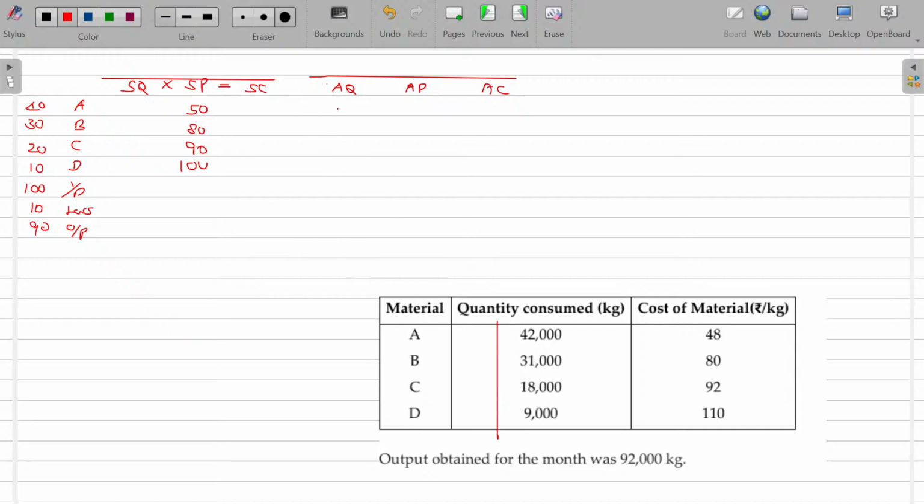42,000 units of A and 31,000 units of B, 18,000 units of C and 9,000 being D, overall 1 lakh, and output being 92,000, 8,000 being the loss. Cost of material being 48, 80, 92, 110.